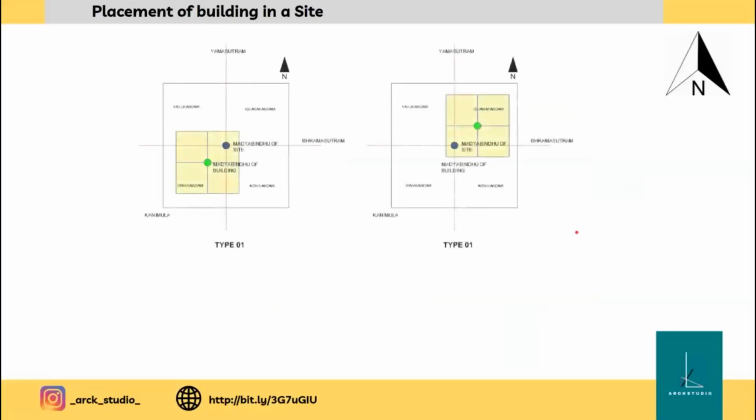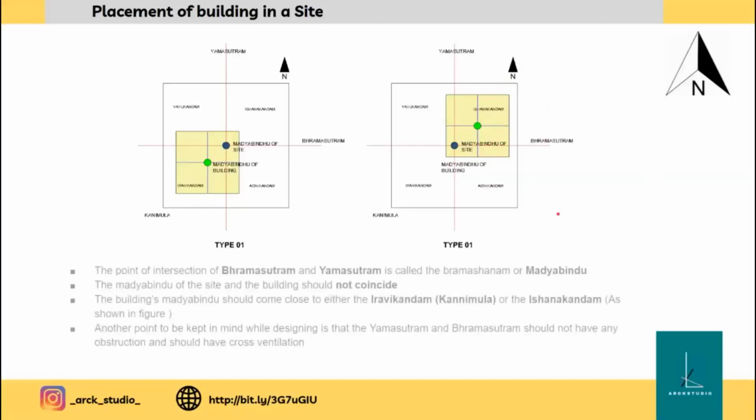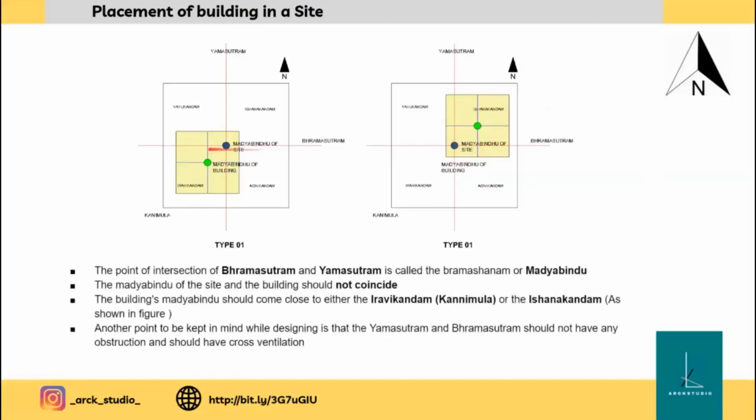Then coming on to the next point, placement of the building in a site. We have two different options mentioned in Vastu Shastra. One is placing it towards the southwest corner, the Kanimula or the Iravikandam, or placing it towards the northeastern corner known as the Ishanakandam. The major concept is that the Madhya Bindu, or the Brahmastan, of the building and the site should not coincide.